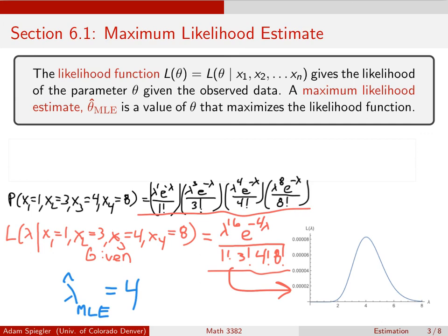So we're finding the value of the parameter that maximizes the likelihood of getting the observed sample that we've gotten. So this is just a quick, maybe not so quick, overview of what's going to happen in the first section in Chapter 6. So let's walk slowly through a couple of examples and see how we can come up with a step-by-step process for finding maximum likelihood estimates.